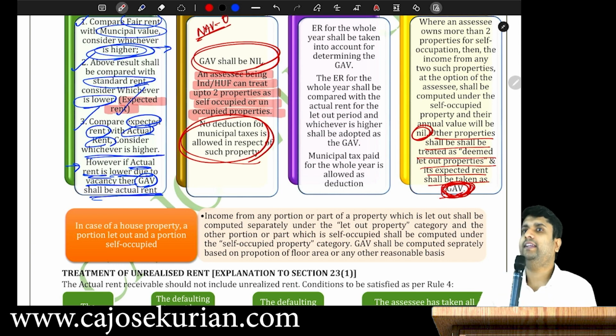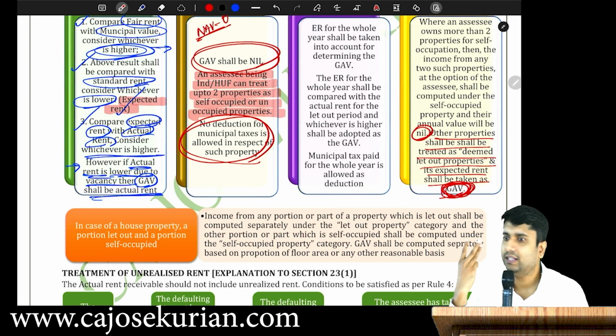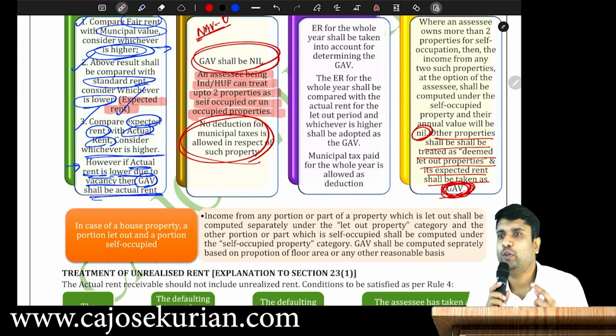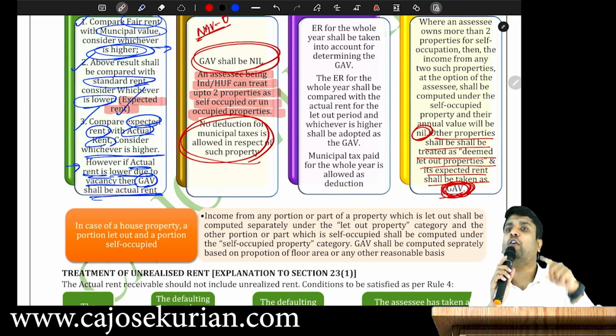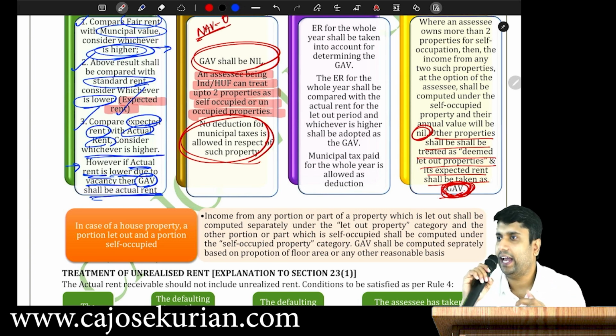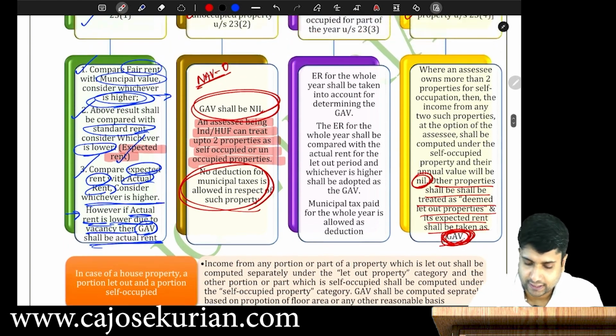Deemed let out property, right? If I have three properties and all three are self-occupied, then I can only show two properties as self-occupied, and the third one has to be deemed to be let out. How do you compute the GAV for the deemed let out property? Expected rent has to be the GAV because you don't have an actual rent to compare. That's what the department says. Now, that's the third type of property.